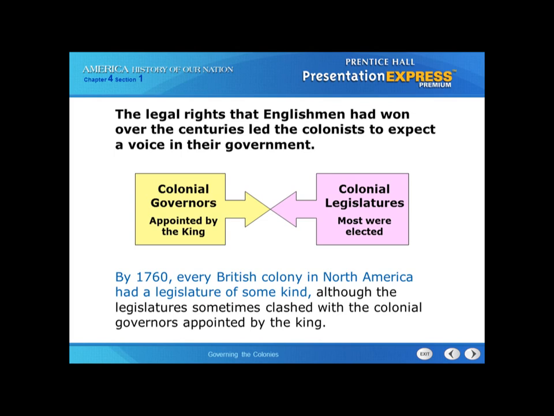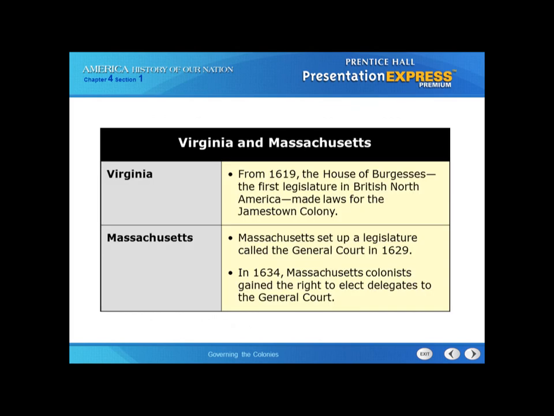But some other colonies, at least at first, were ruled by proprietors or owners. But as it says here, by 1760, 150 years later, there is some definite form of lawmaking occurring in each colony. However, the colonial legislatures, most of which were elected, would clash with the colonial governors appointed by the king. So another way to put it would be England versus the colonists. There's just tension in the room.